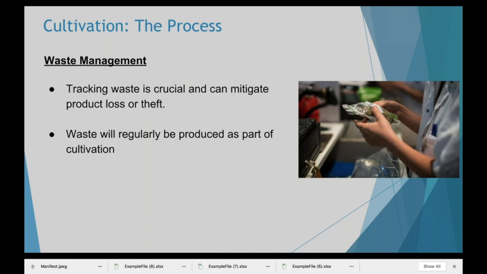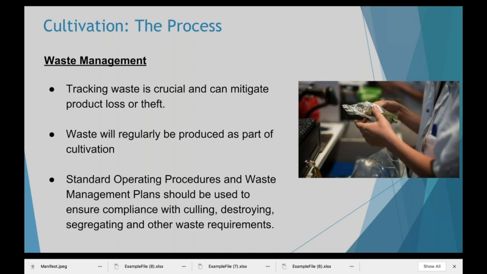Cultivators will be required to record various data points when harvesting the plant, such as harvest date, who harvested it, wet weight, and waste weights. Because of the delicacy of the plant, harvesting procedures require careful attention to detail, including proper handling, separation, and labeling of batches and lots. While the cannabis plant creates very little waste, waste management and tracking is critical for both environmental safety and security reasons. Tracking waste can mitigate product loss or theft.